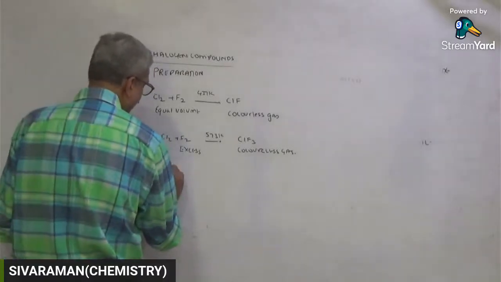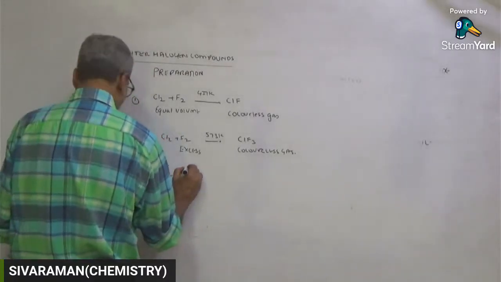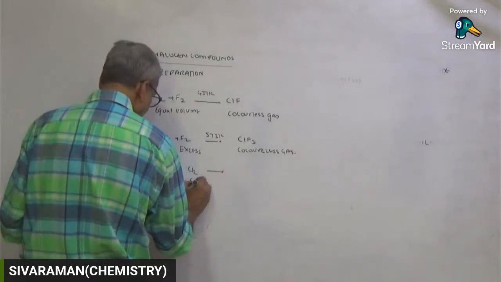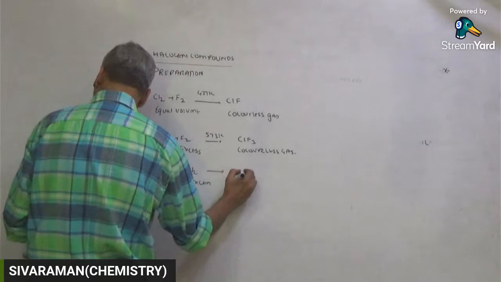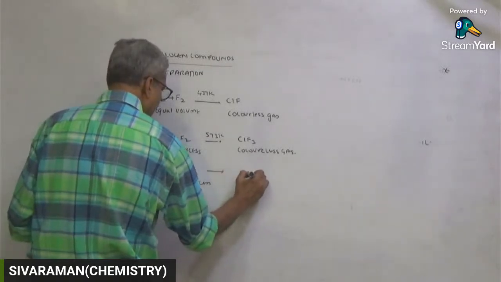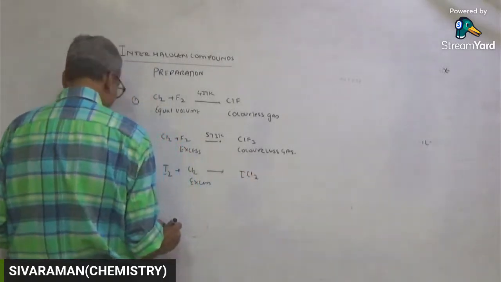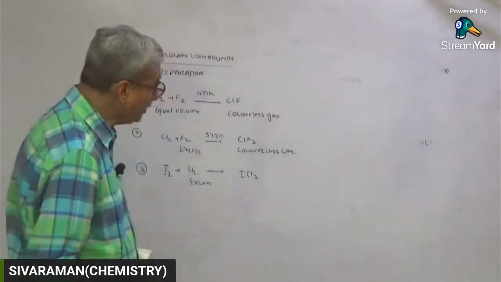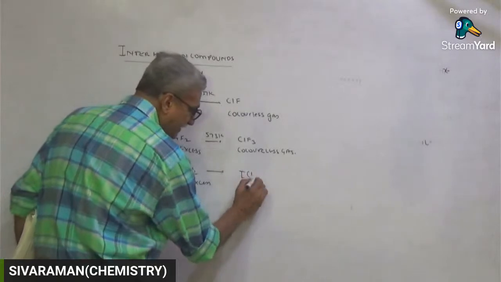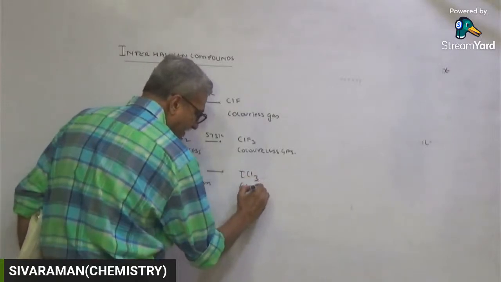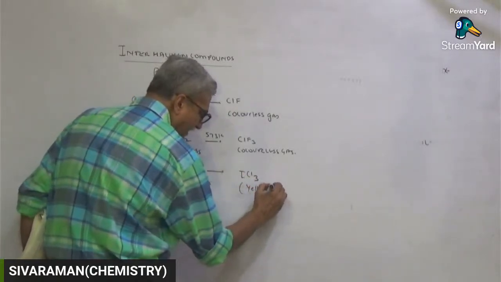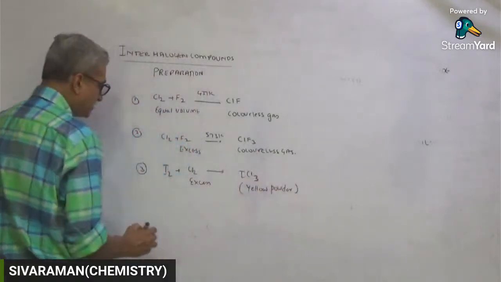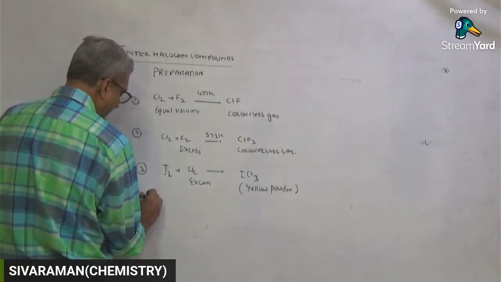So iodine reacts with chlorine. And what happens here? Chlorine is in excess. It forms ICl3. Okay. It's a yellow powder. So this ICl3 is a yellow powder. Here, apart from the method of preparation, please concentrate on its physical property.